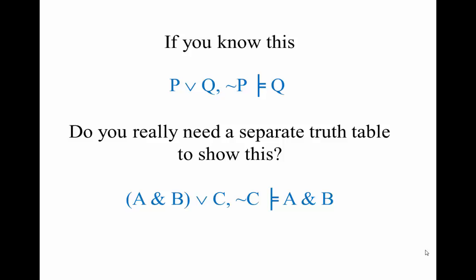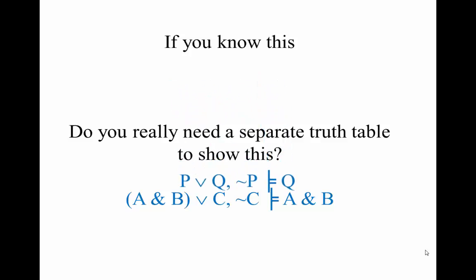Now, think about these two statements here. So the first one is just the argument we were looking at before. P or Q, not P, therefore Q. If you knew that was valid, and you do now, you just showed it, do you really need a separate truth table to show the argument below? A and B or C, not C, therefore A and B. Look at them closely. Look at them together.